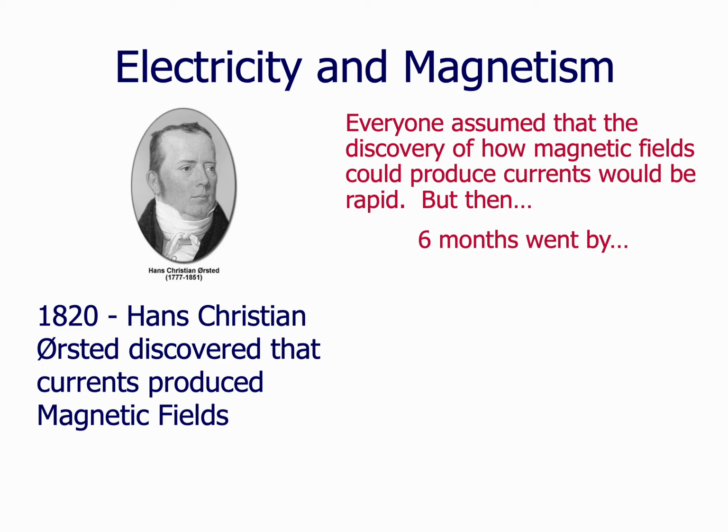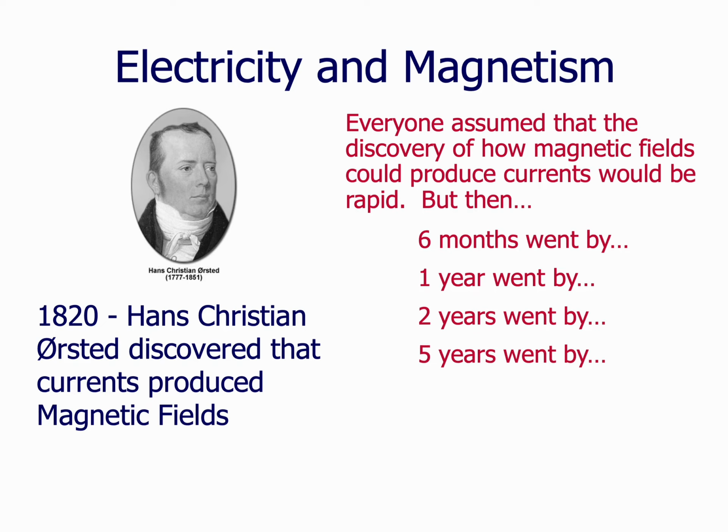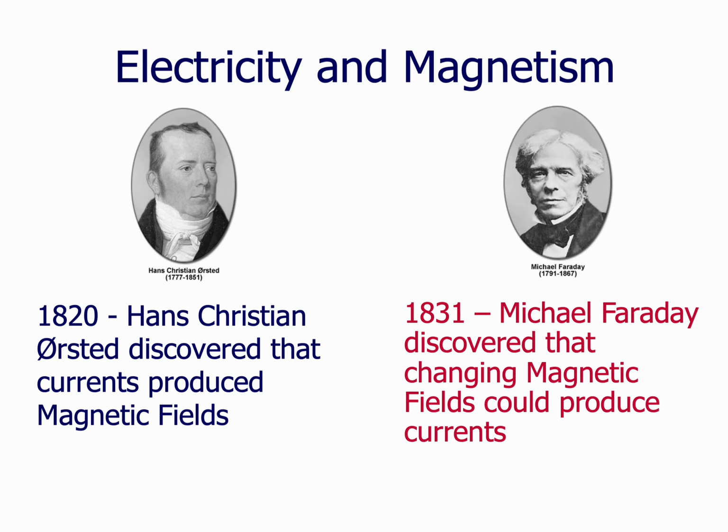And then 6 months went by. Nobody had found anything yet. And they tried everything. Wrapping wires around magnets, different directions. Nothing seemed to work. A year went by. People are starting to doubt. 2 years went by. All right, now things are getting serious. 5 years went by. 5 years without a discovery in a field is basically a death warrant. 10 years went by. At this point, most people had given up any hope that we could use magnetic fields to produce electric currents. And then, our favorite janitor, Michael Faraday, 11 years later, discovered that magnetic fields could produce currents.